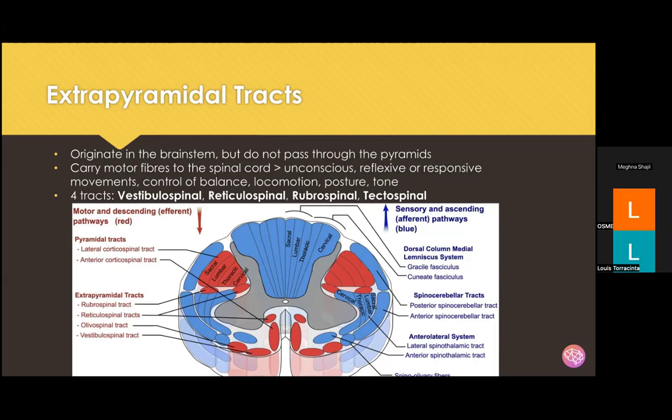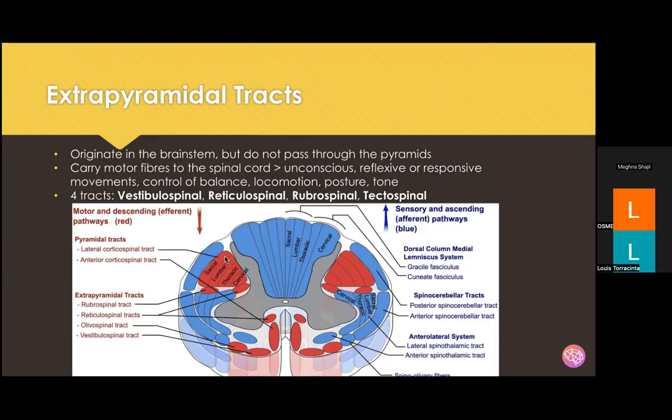They originate in the brainstem, but they do not pass through the pyramids. And they're really involved in unconscious reflexive or responsive movements, the control of balance, locomotion, posture, and tone. And this diagram is a really nice one, and one that I would maybe draw out in your notebook or do on your own time.